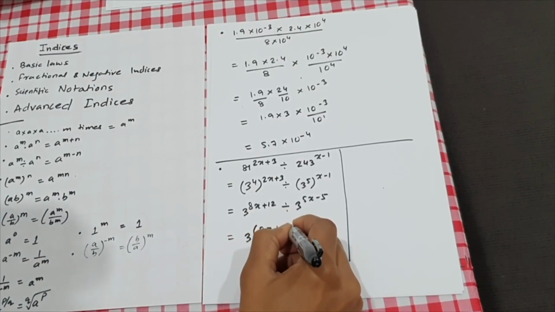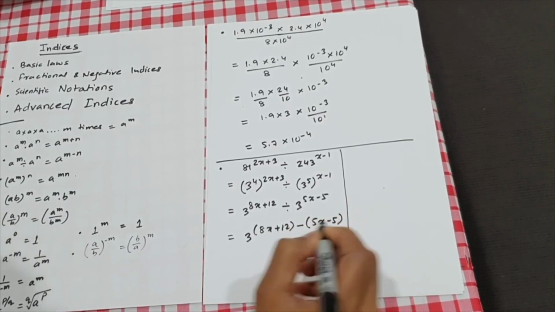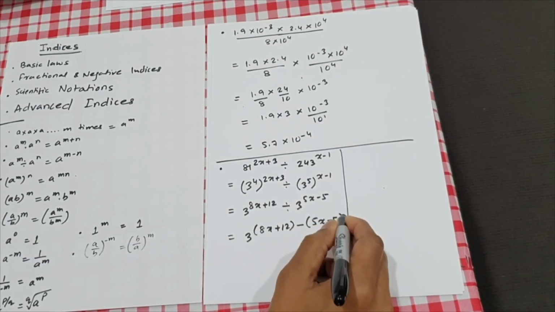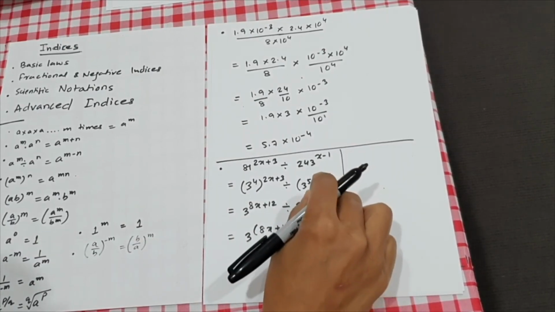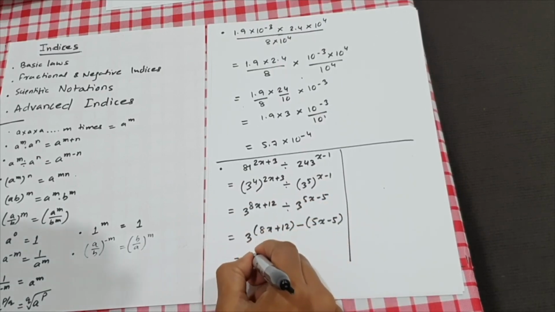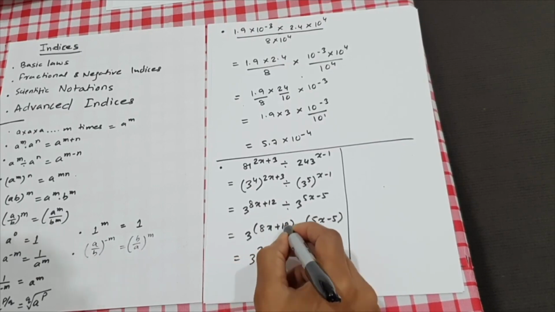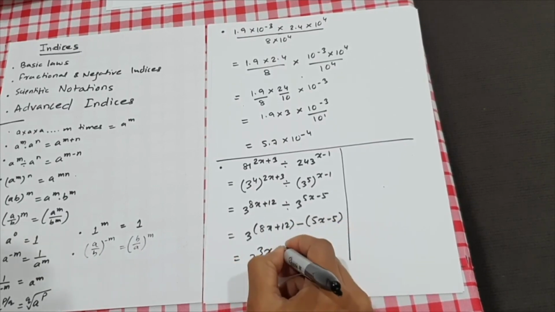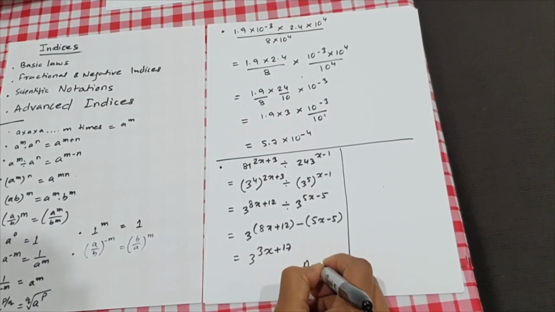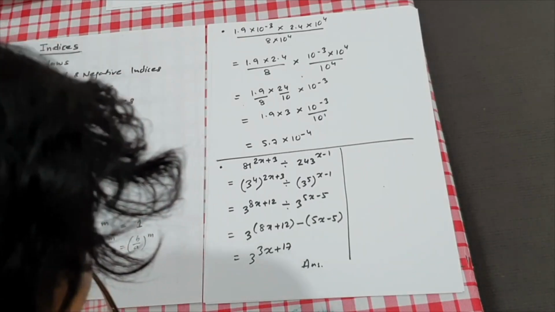Okay, now because you are dividing and you have the same base, you can use 3 to the power 8x plus 12 minus, this entire thing has to be subtracted. See, you have to be careful with these signs. You just can't do a minus 5x minus 5. You have to do a bracket because these two entire quantities are the powers, so they have to be subtracted together. 8x minus 5x is 3x, and 12 plus 5 is 17. That's your answer. This is the simplest form of the answer you can have.